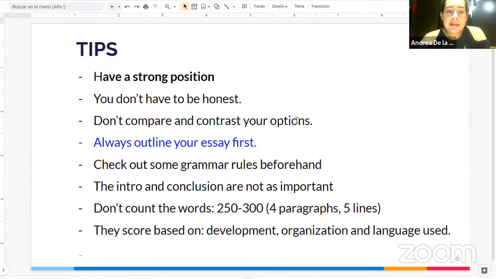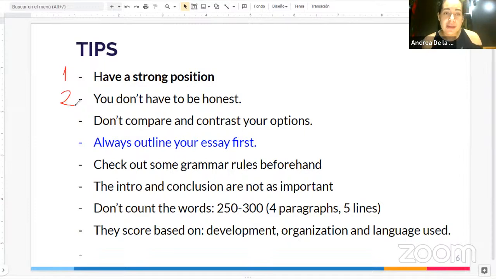Now, some tips that I can give you beforehand. We're going to start right now with an example. The first one is what I was telling you, and this is the most important tip. Have a strong position. So you gotta take one side, right? Always. Be completely strong in your argument. So I totally agree or I totally disagree. No way in between.